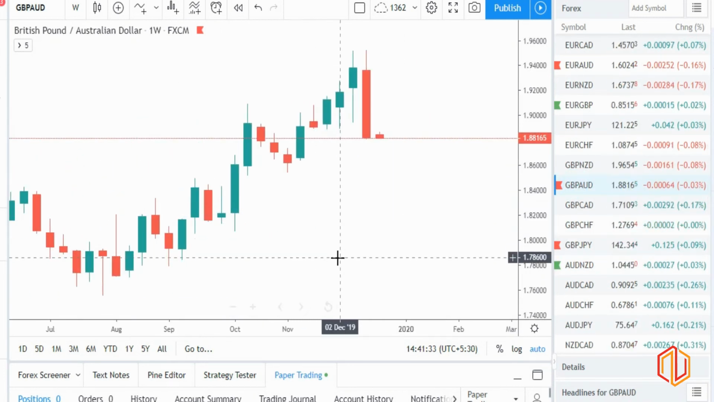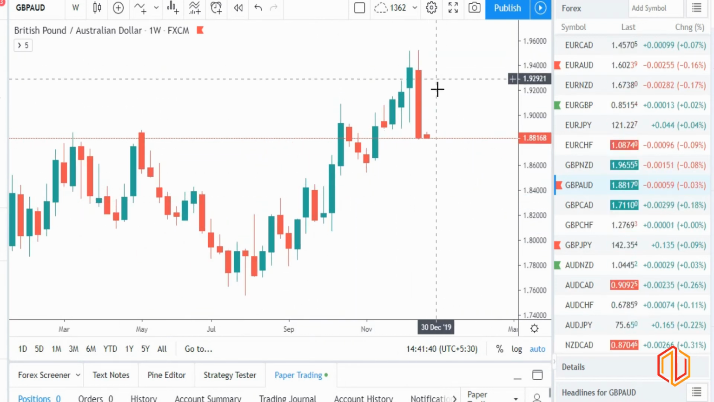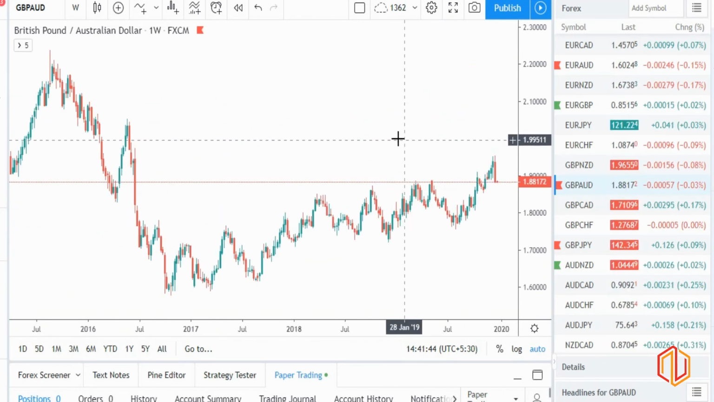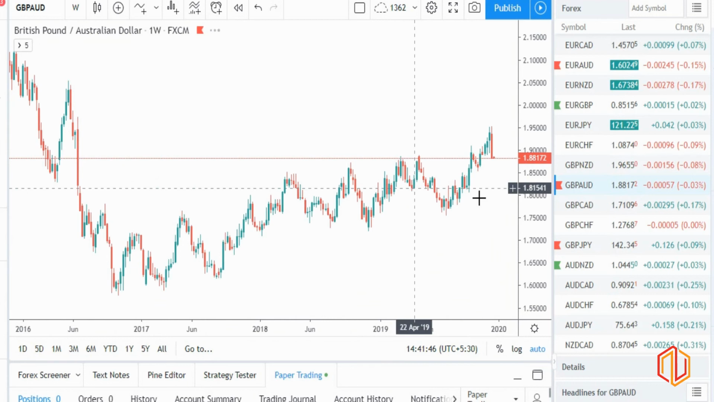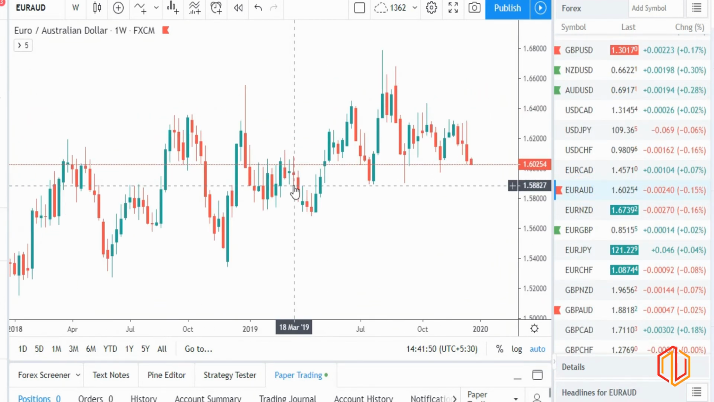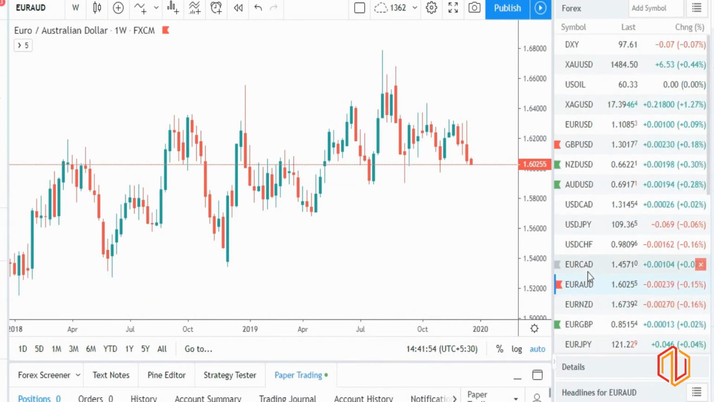GBP AUD, since I'm expecting Australian dollar to be bullish, GBP to be bearish, GBP AUD would be a good bet to be on the selling side for this week. Again, Euro AUD would be a good idea to short, but between the two I would always pick GBP AUD.